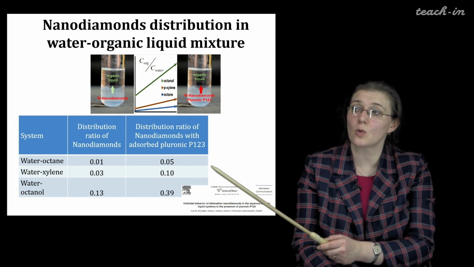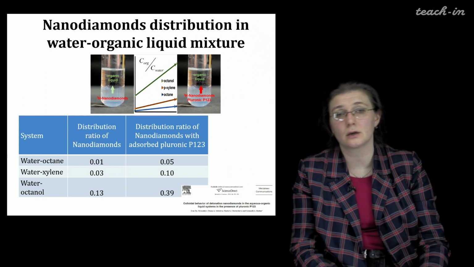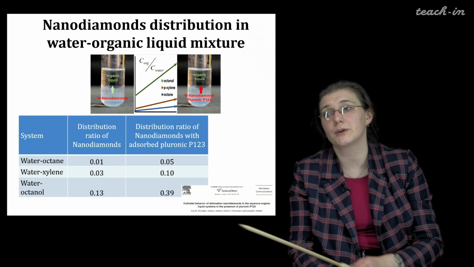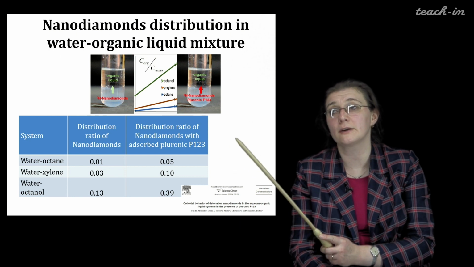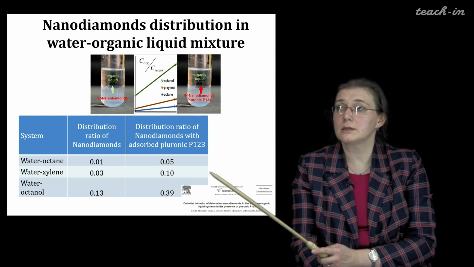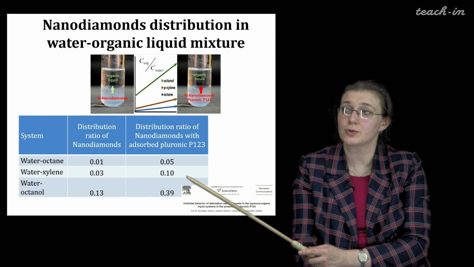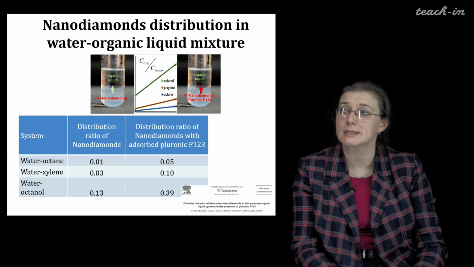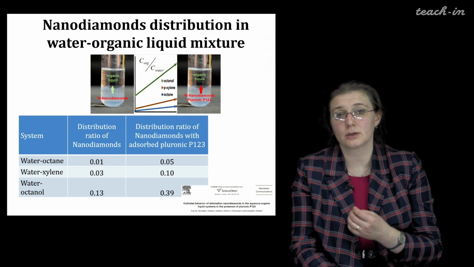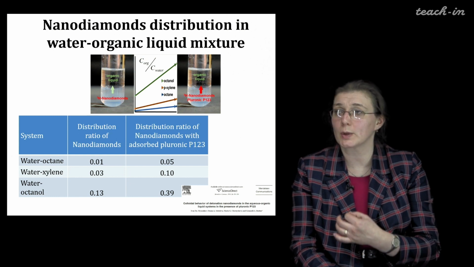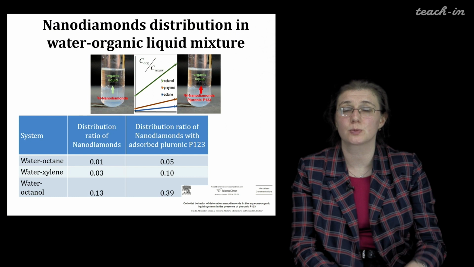and so we can calculate the distribution ratio from the radioactivity of the aqueous phase and organic phase. And as you can see, the distribution ratio is very small for free nanodiamonds and modified nanodiamonds, but using a radioactive tracer we can determine such small amounts.